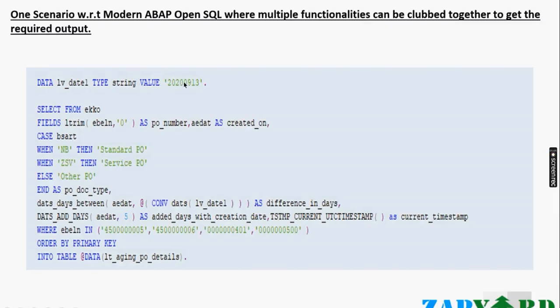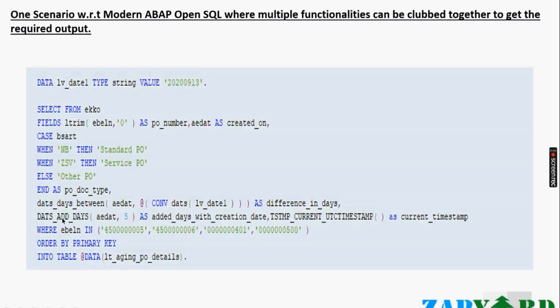Now if you see, this was a string value, but at runtime, on the fly, this needs to be calculated, so this needs to be converted to DATS type. Your favorite conversion operator CONV. See, this came in handy here, the conversion operator. Similarly, I want to add 5 days to this created on date.